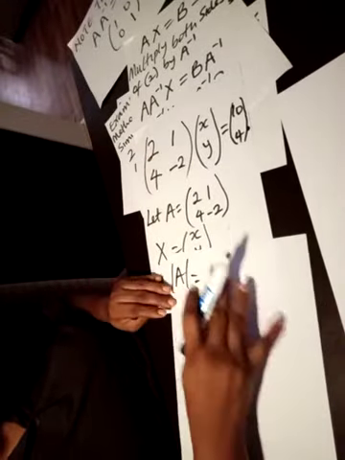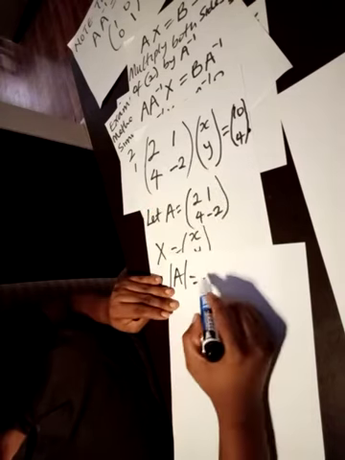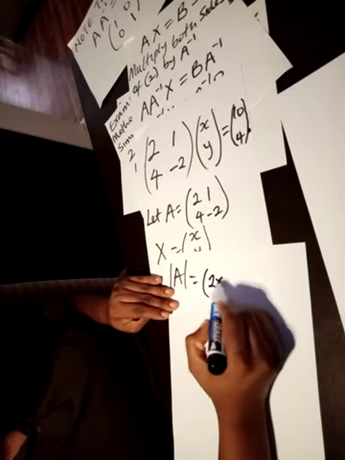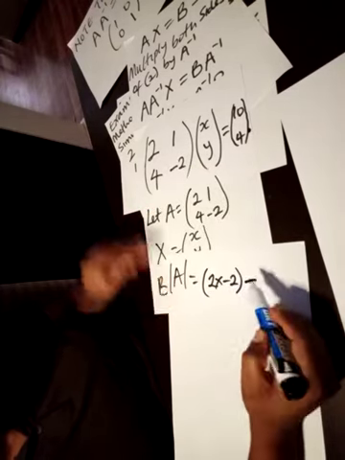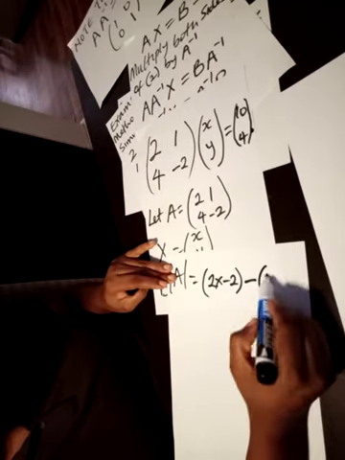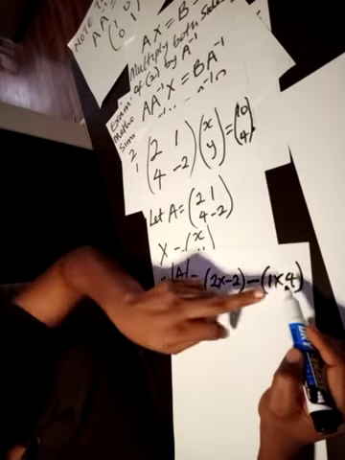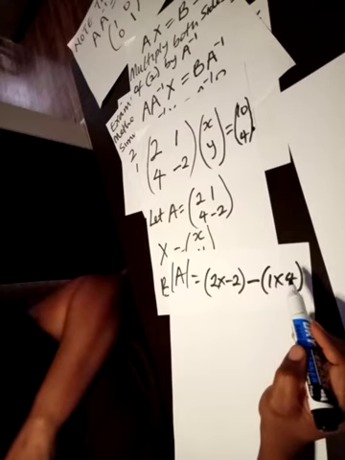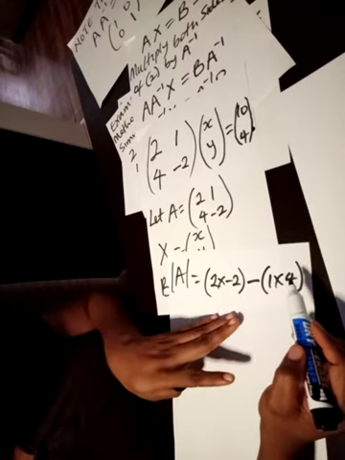This is A. To find the determinant of A, I have 2 times minus 2 minus 1 times 4. Don't forget, leading diagonal minus what? The second diagonal. So that's the determinant of A.